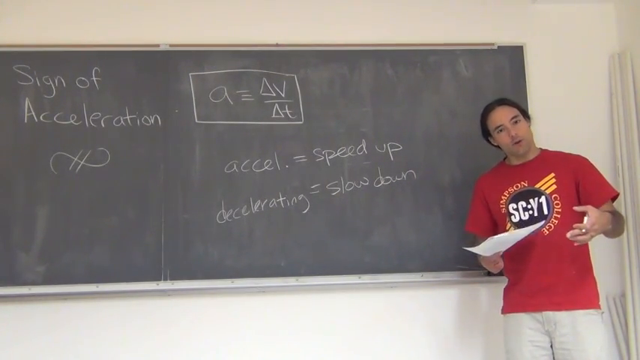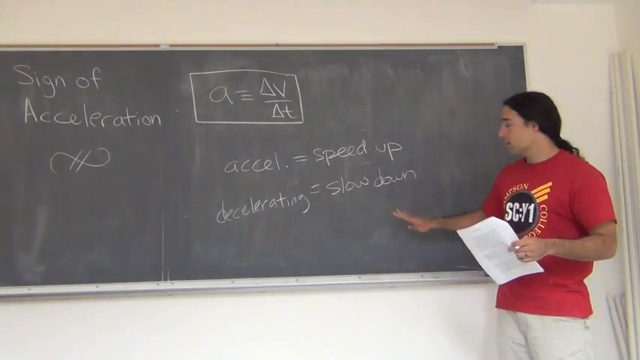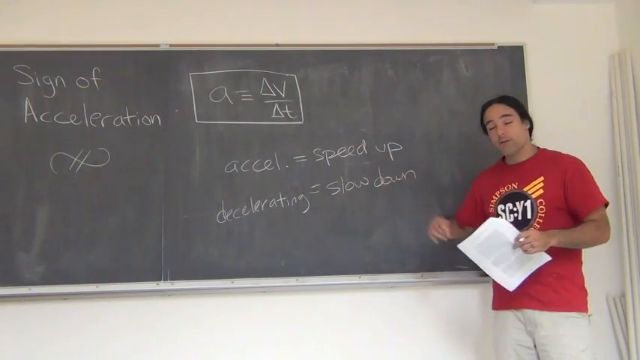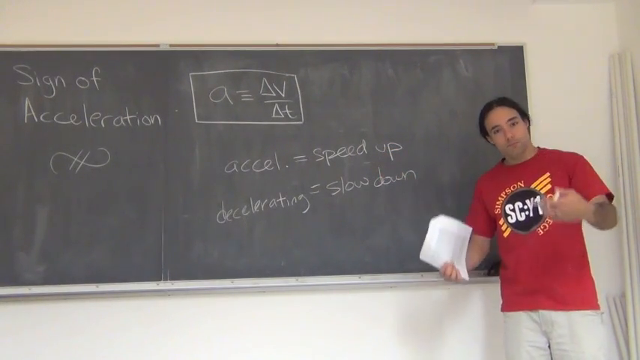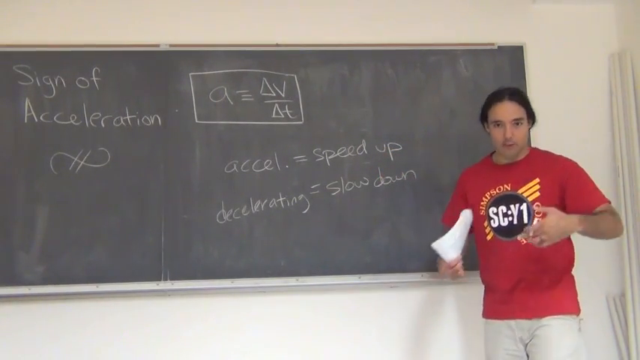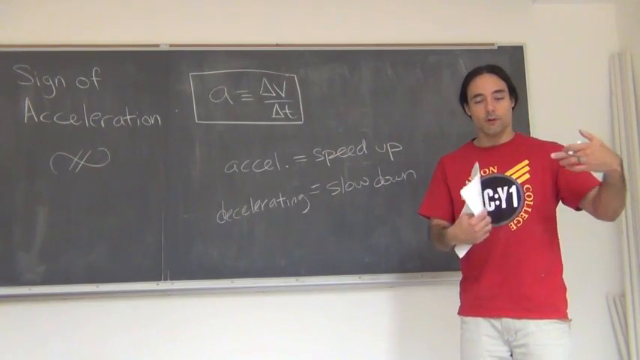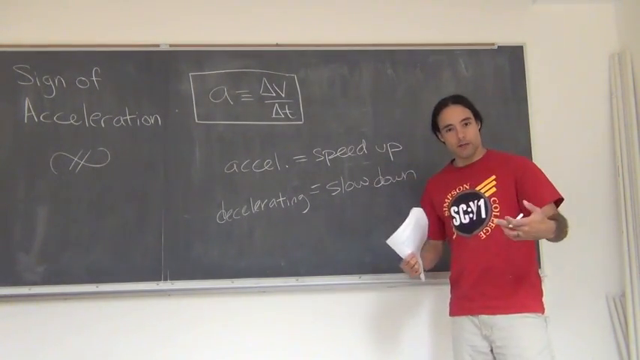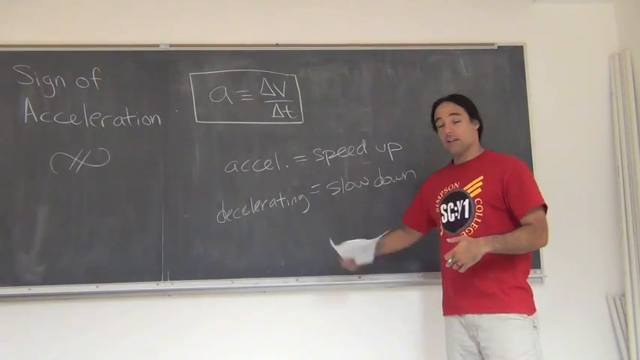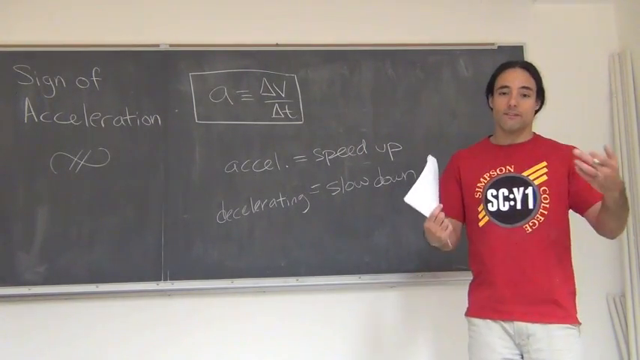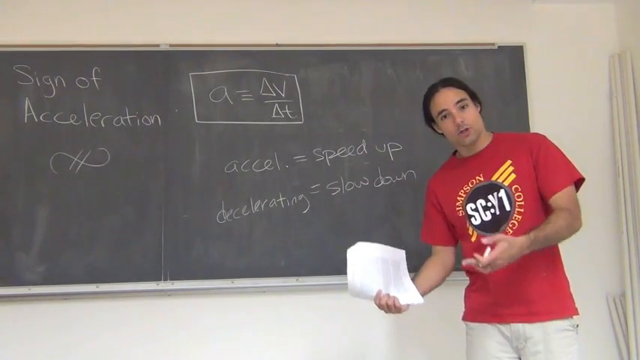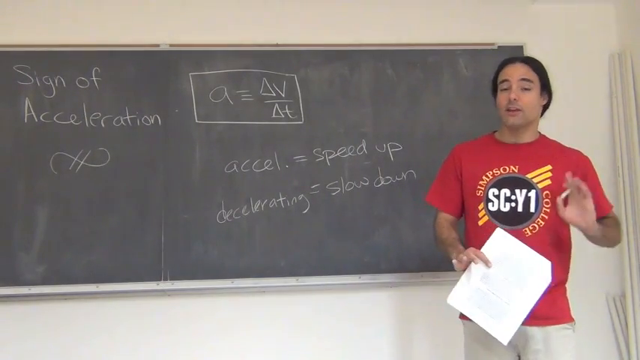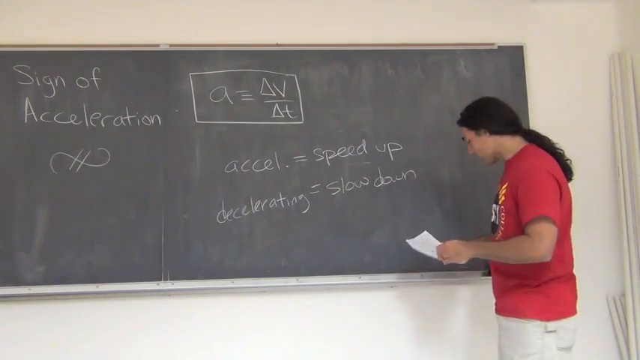Now that leads to a little bit of confusion, because you would think that accelerating would mean speeding up, which would be positive. Right? You speed up, you get a bigger velocity, therefore you have a positive acceleration. If you're decelerating, you're slowing down, you have less speed, therefore your acceleration should be negative. That's not necessarily the case.